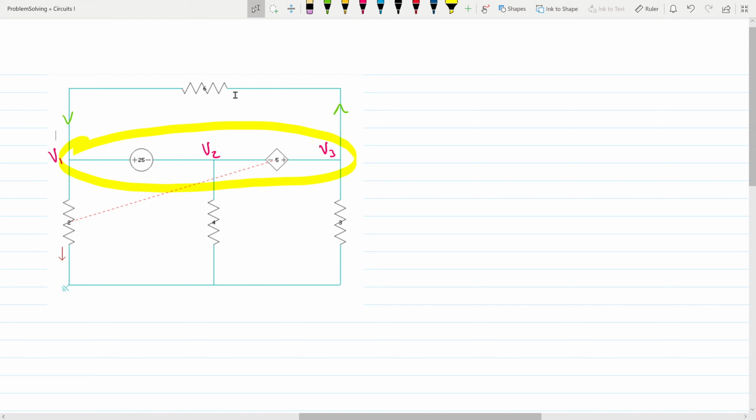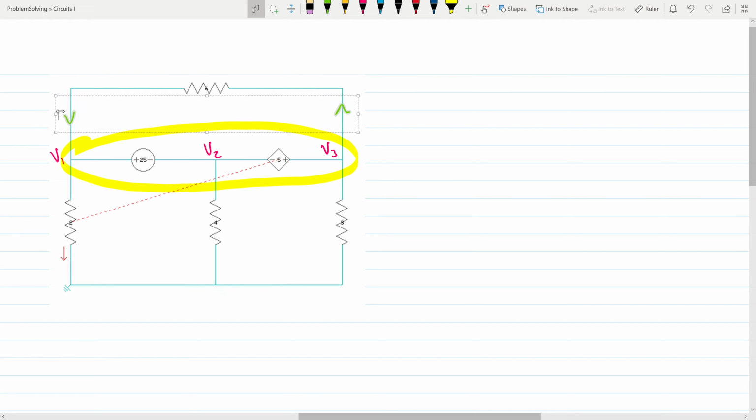So if I say that current is going up here, meaning it's going from right to left across the 6 ohm resistor, it must be coming down and into V1 on the left side. So I have to be consistent. It's arbitrary as long as I'm consistent. So actually, let me change this up. I could have just as easily done this. I could have said it goes downward on this side and it goes upward on that side.